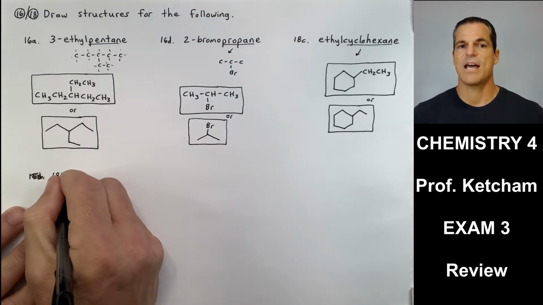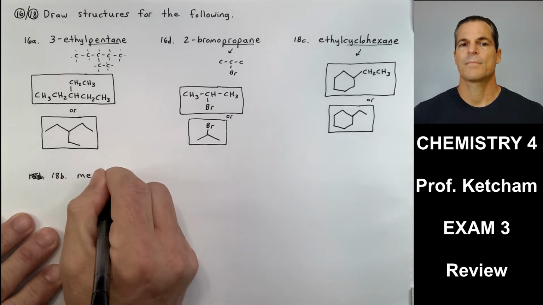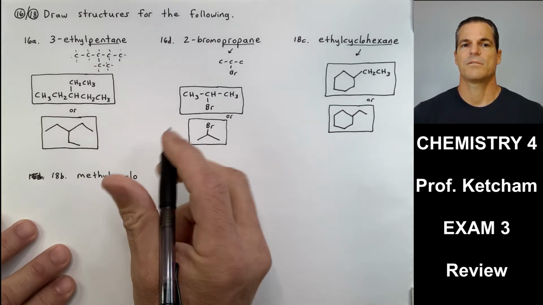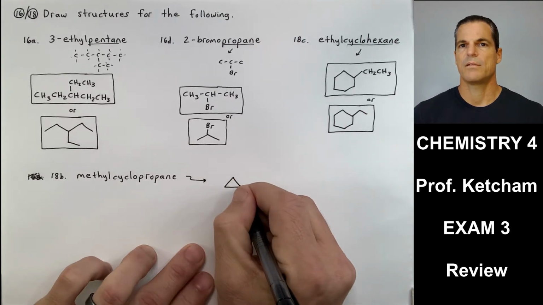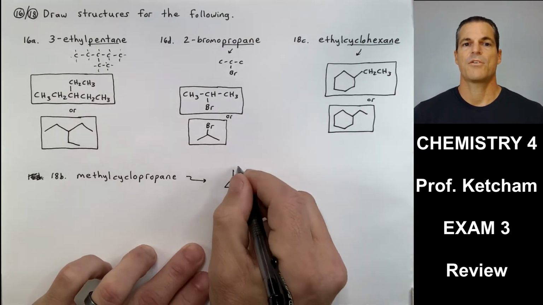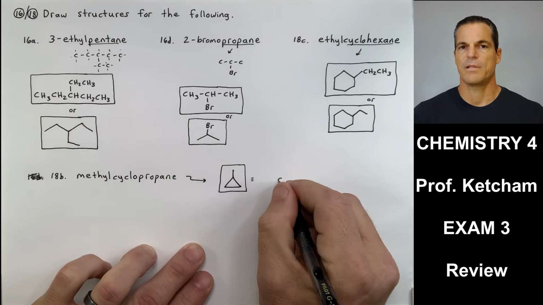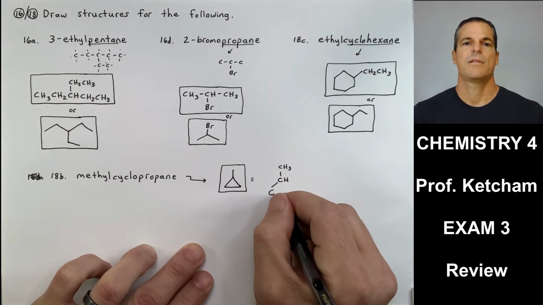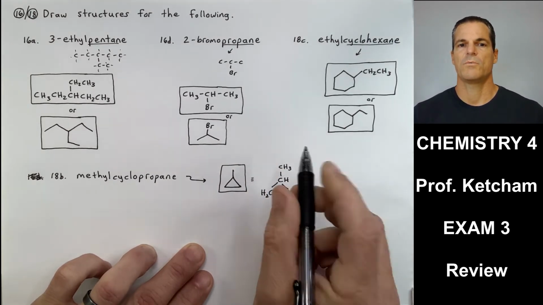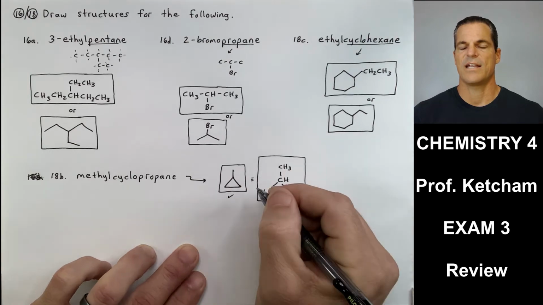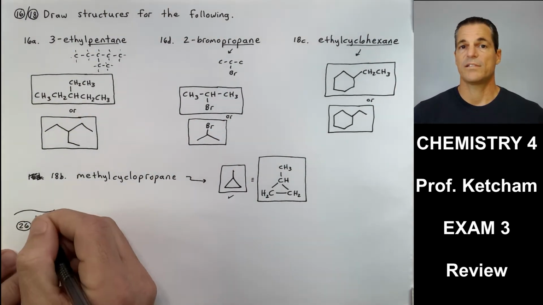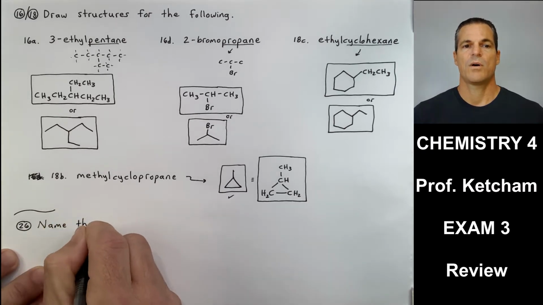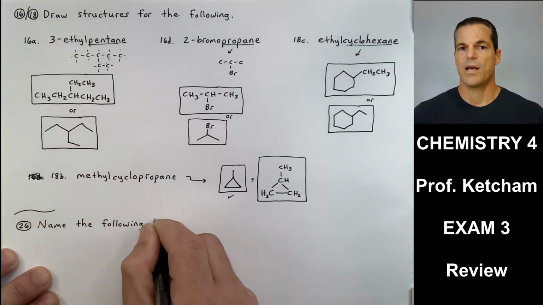Okay? For 18B, the name of this guy is methyl cyclopropane. So cyclopropane just looks like a triangle. It's just a 3-carbon cycle. And then the methyl I can put on any carbon I'd like. Now I've drawn it out here just to show you, but really the preferred one is the line angle. Either one is correct.